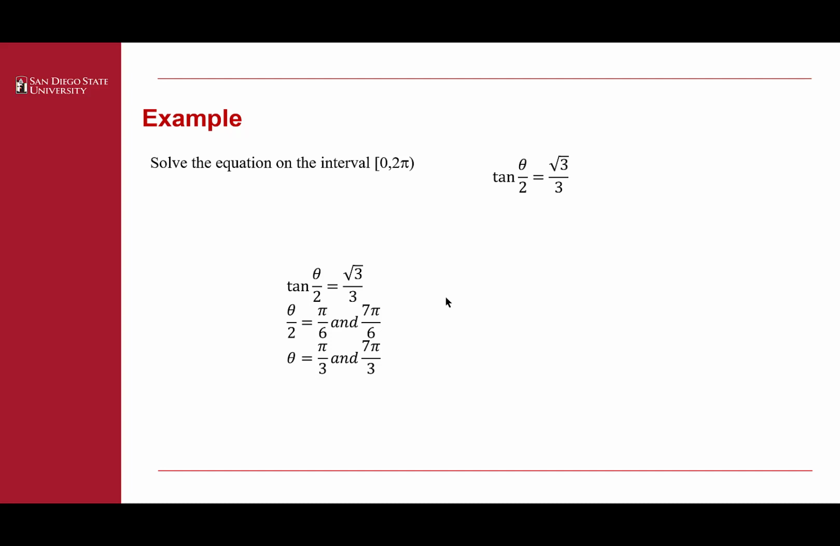Here, not theta, but theta over 2 equals pi over 6 and 7 pi over 6. And this makes theta pi over 3, which is 60 degrees, and 7 pi over 3.